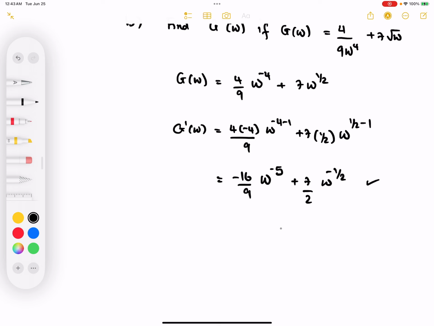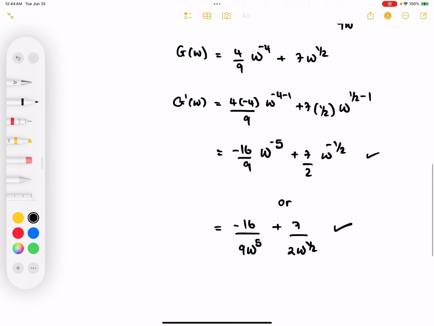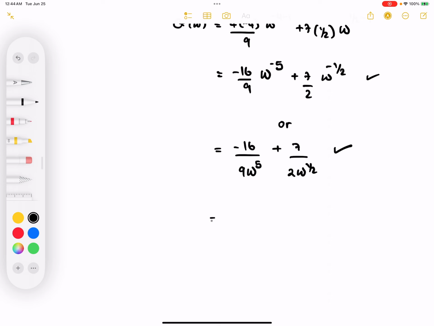That's fine. Or as a positive exponent, you can write negative 16 over 9 W to the fifth power plus 7 over 2 W to the 1/2. This is also possible, positive. Or you can write the answer for this one as well, negative 16 over 9 W to the fifth plus 7 over 2 radical W, also another version of the answer. So three of them are possible.